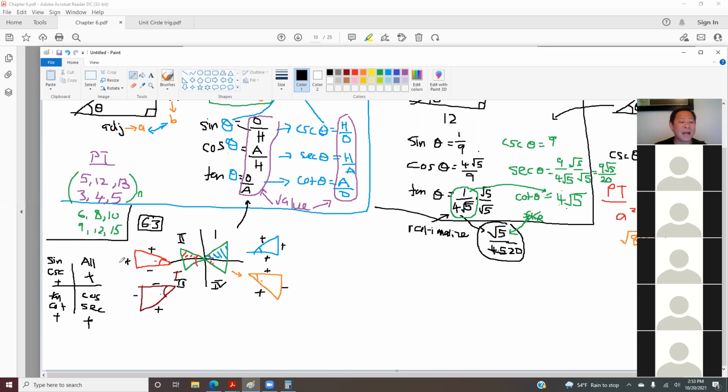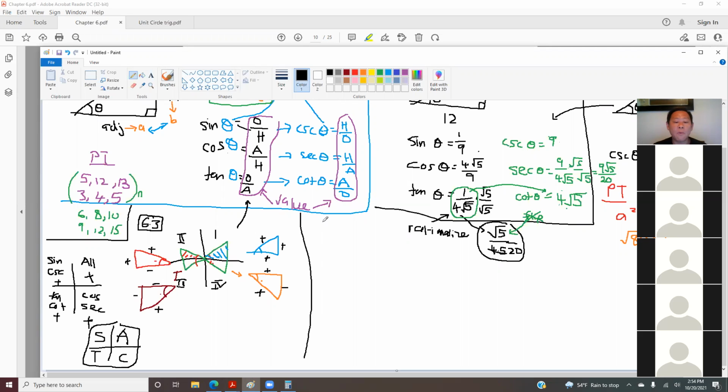So we can kind of summarize this to become A, S, T, C, where we always short form this to all students take calculus. All in this case means all 6 trigonometric functions are positive. S means sine, so sine and cosecant will be positive. T for tangent, and cotangent is positive. C is cosine, and secant is positive. And the rest of those that I mentioned will become negative. Okay. So this is very, very important.